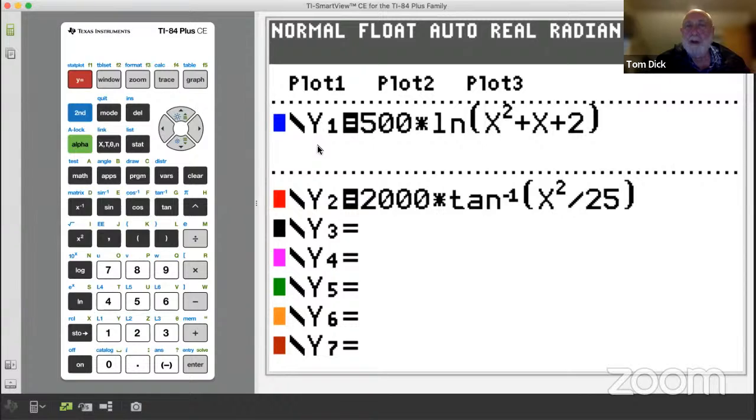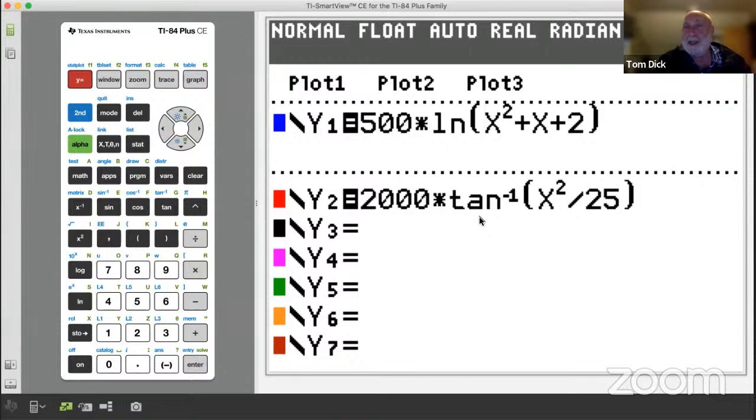So on this problem, I've gone ahead and taken the liberty of entering into Y1 and Y2 the functions for E of t and L of t. So this first function, and you'll notice I've replaced t, I'm going to use x for time because we are in the function grapher. So the rate at which folks are entering the museum is given by y1, 500 times natural log of x squared plus x plus 2, where x is measured in hours. And then y2 is the rate at which they're leaving. And that's involving this inverse tangent function.